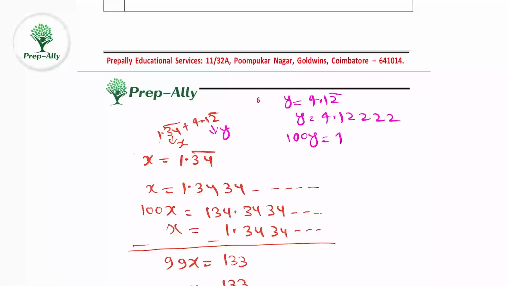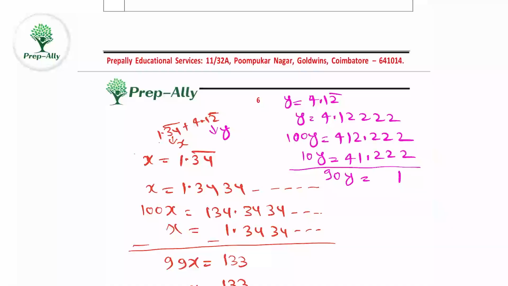So we can write here 412.222, and if I multiply this one by 10y, we are getting here 41.222. So if I subtract this one, we are getting 90y, 211, 11 minus 4 is 7, 371. So y here we can write 371 upon 90.